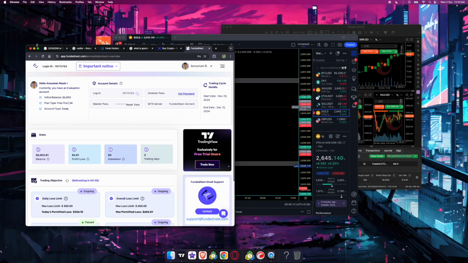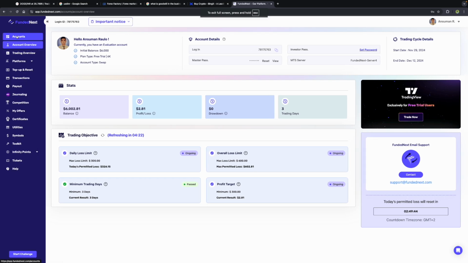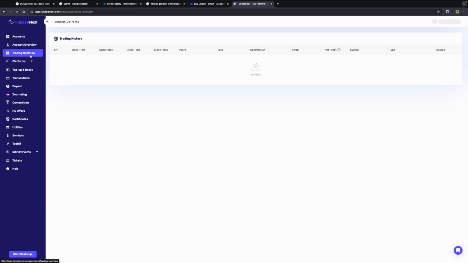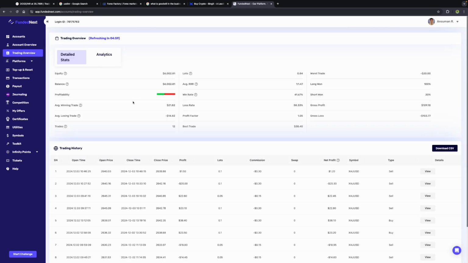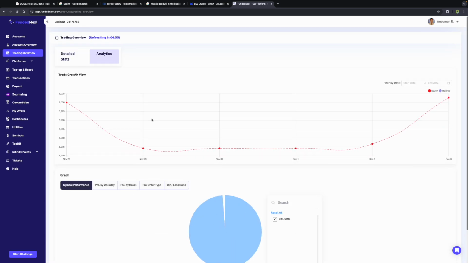Okay, so that was a little bit of a glitch in macOS. This is the account that I have been trading for 3 days. The initial balance is 6,000, so it's pretty much in a break-even phase. If you look at the trading overview and the trade growth view in the analytics section, I started with 6,000 on day 2, and I was pretty much in a loss.